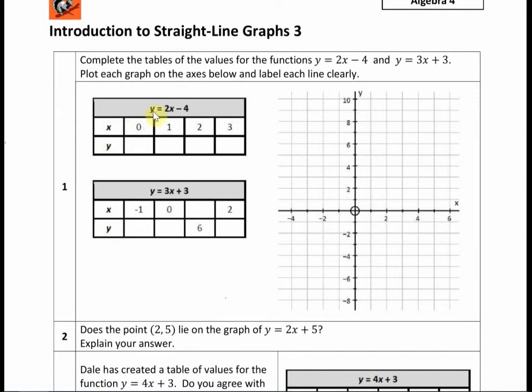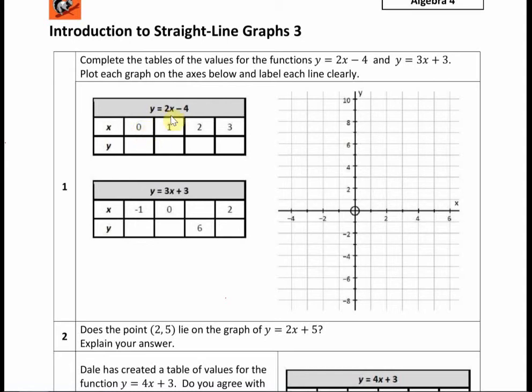Okay, so we've got the equation y equals 2x minus 4, so that literally means the y coordinate is equal to 2 lots of the x coordinate minus 4. So we're going to substitute these x coordinates in place of this x and see what we get as an answer for y. So they're all positive this time, so there's no point starting with the positive ones, apart from 0, that's neither negative nor positive, but we'll start with that one.